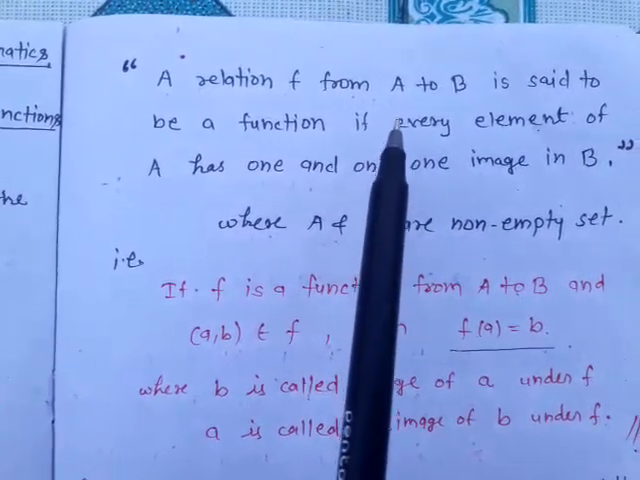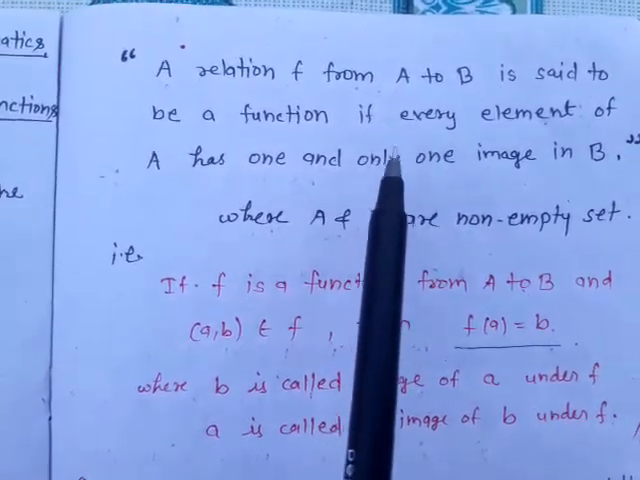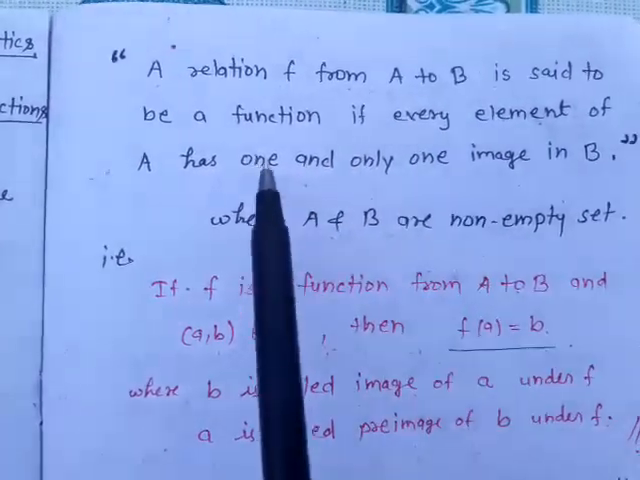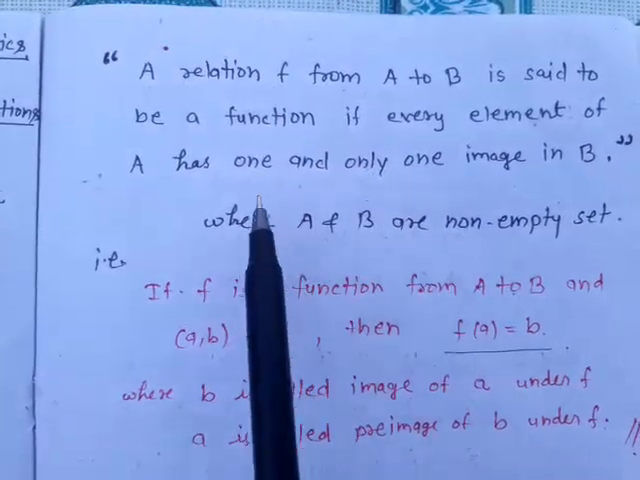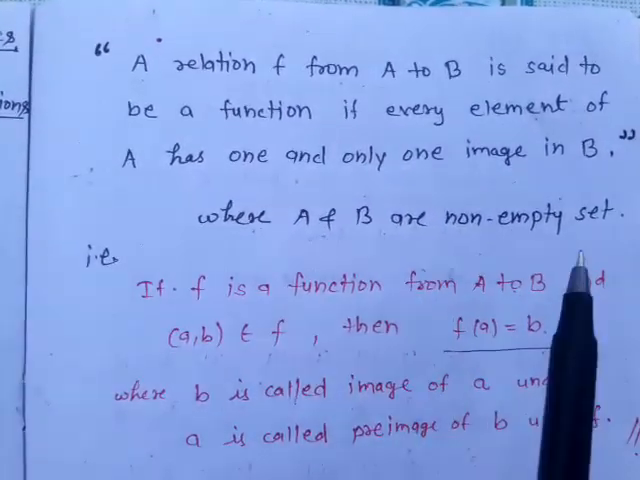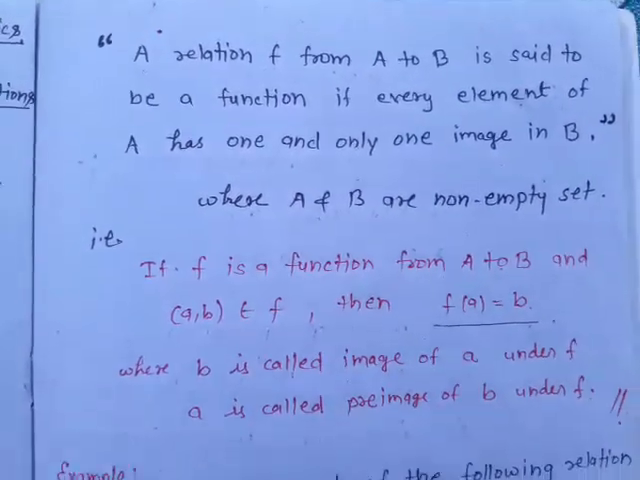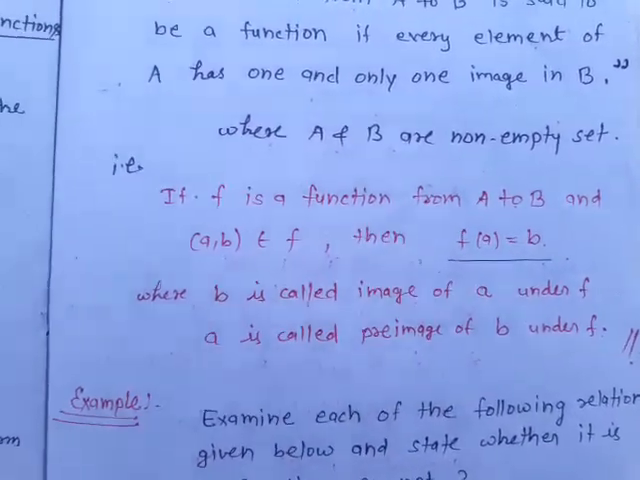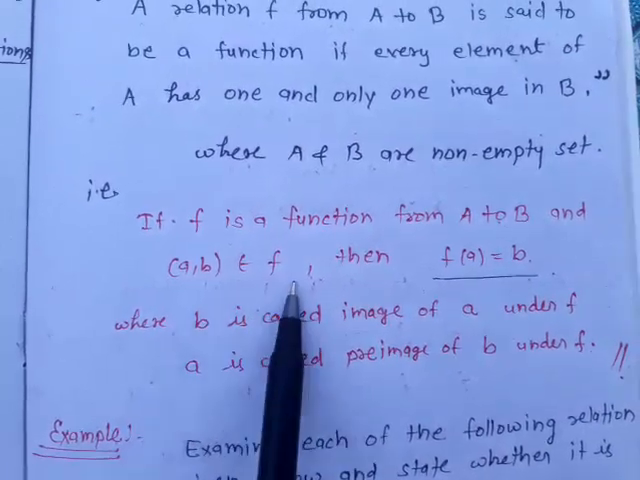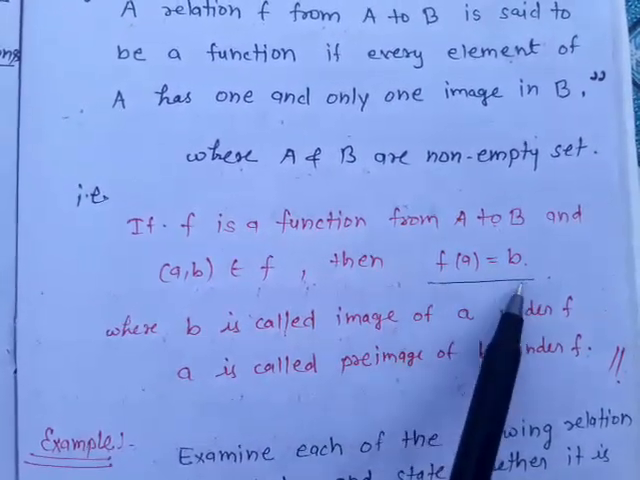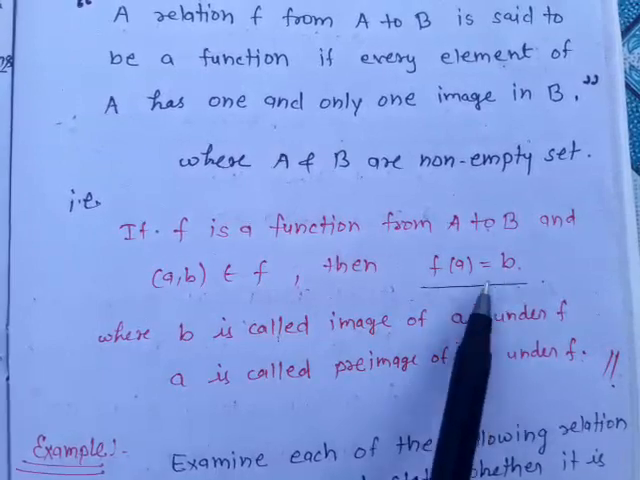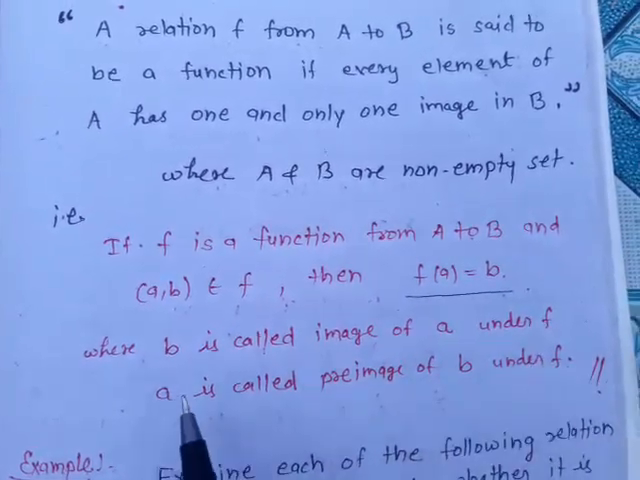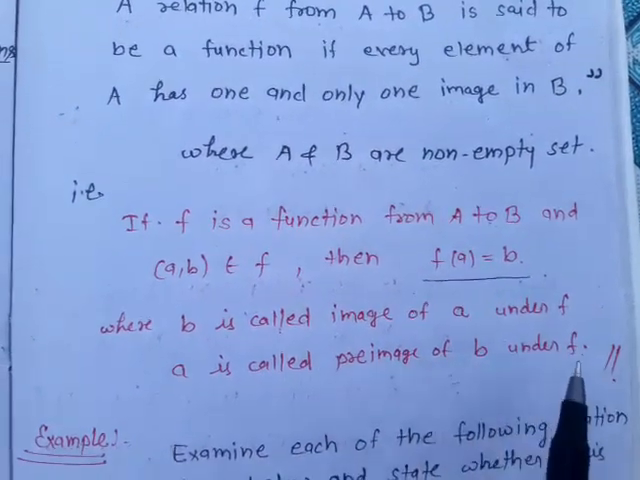If any element is left out in set A, then that will not be a function, and the image must be unique. If the image is not unique, then that relation is not a function. This can also be written in this form: if f is a function from A to B, and the ordered pair (a, b) belongs to f, then f of a is equal to b, and b is called the image of a under f, and a is called a pre-image of b under f.